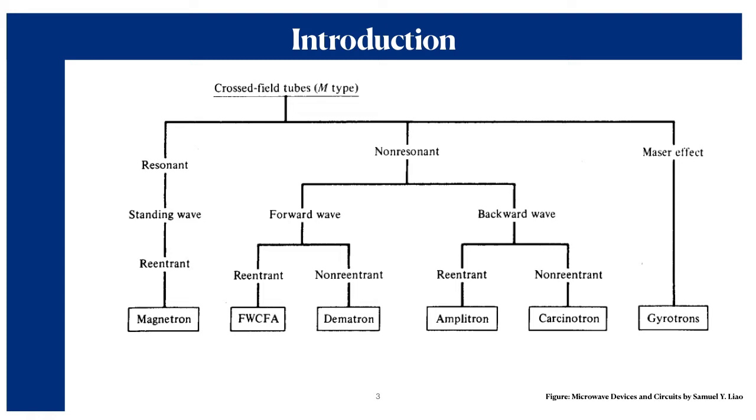This table includes all devices that fall under the category of cross-field tubes, and you can see from here that the major categories are resonant, non-resonant, and Maser effect. Out of these three categories, in this lecture I am going to discuss only the resonant type cross-field tube, which is called the magnetron.